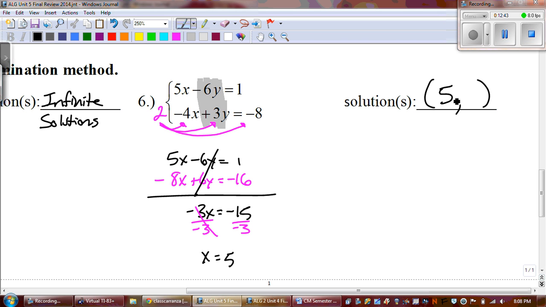So remember, that's just our x. We want to know what our y is. Okay, and we can plug into either equation, the top one or the bottom one, to figure out what y is. Just because we've got some easier numbers, I'm going to go with the top equation.